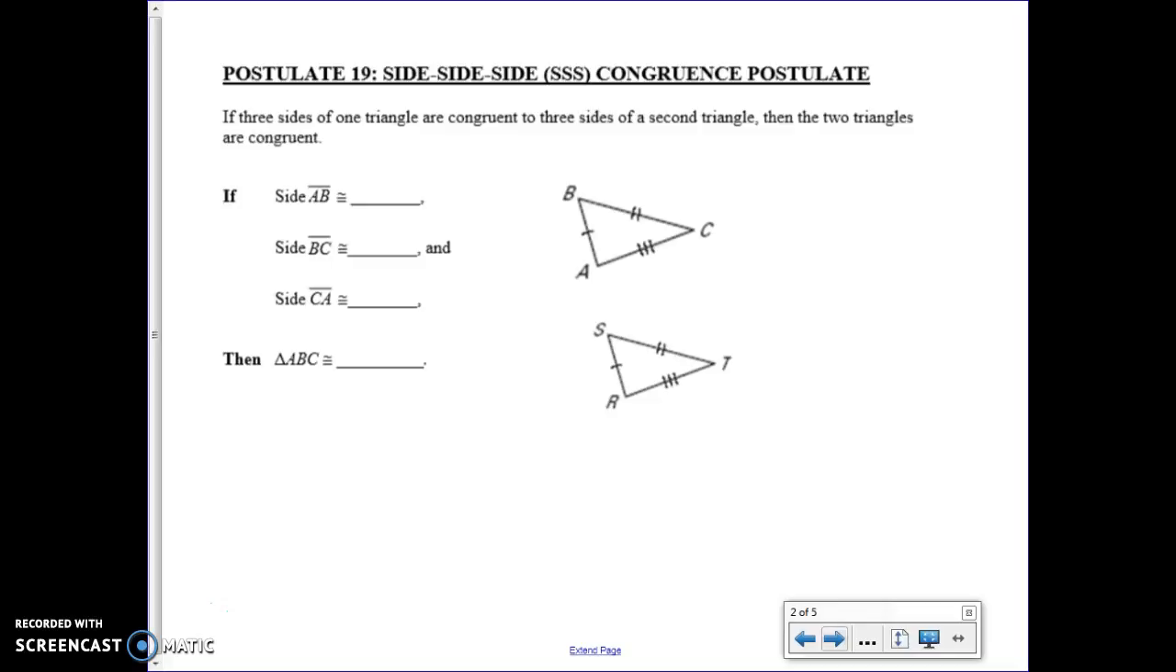When we're looking at this congruence postulate of side AB matches up with side RS. Put the bar over it. Side BC with the two tick marks matches up with side ST. And side CA matches up with TR. So notice that I'm going the same order, same direction when those triangles are turned in the same orientation. So then, if we know those three things, that's enough information to say that triangle ABC is congruent to triangle RST. Same order.